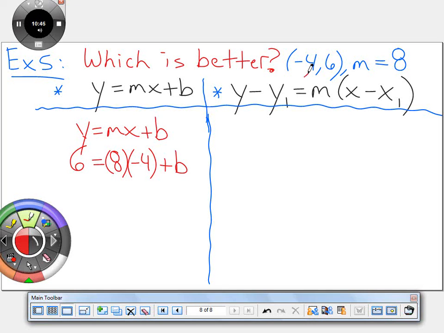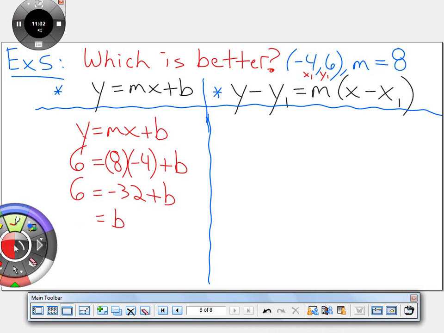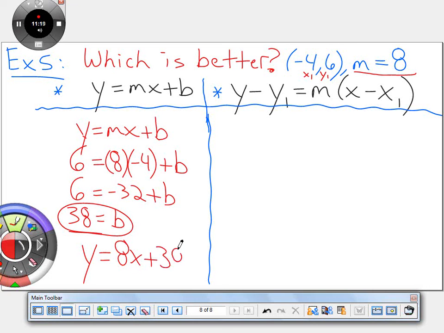And for the b, we just don't know what that is, so we're going to try to figure it out. So again, when they give you a point like that, that's your little x sub 1, y sub 1. So we're going to continue here. We're going to find the b. So 6 equals -32 plus b. Solve for b by adding 32 to both sides. So b equals 38. Okay. We already have the slope. They told us the slope was 8, and we just found the y-intercept. So now we can write it. So we have y equals 8x plus 38. There's your equation.